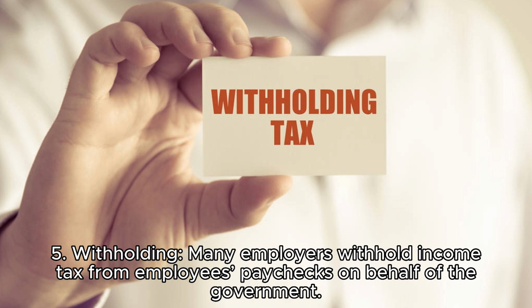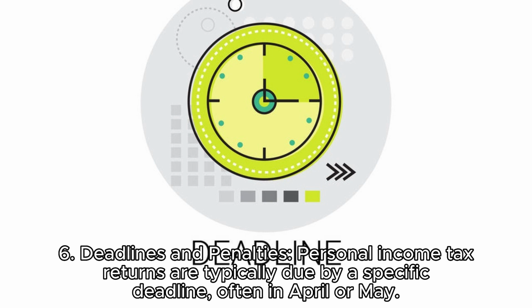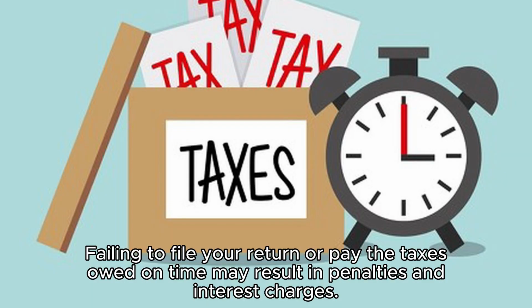5. Withholding. Many employers withhold income tax from employees' paychecks on behalf of the government. The amount withheld is based on factors such as your income level and the information provided on a Form W-4. 6. Deadlines and penalties. Personal income tax returns are typically due by a specific deadline, often in April or May. Failing to file your return or pay the taxes owed on time may result in penalties and interest charges.